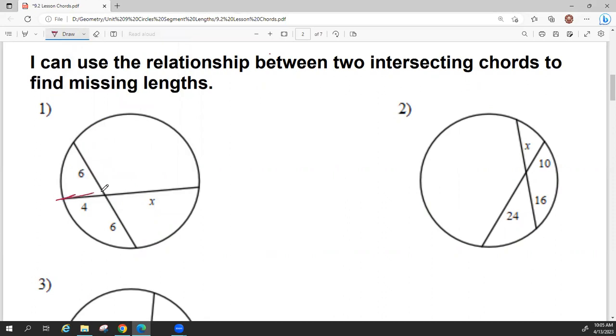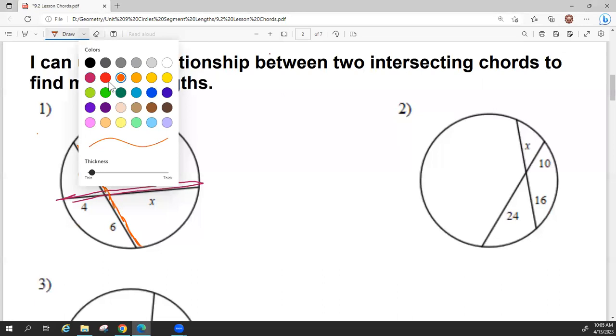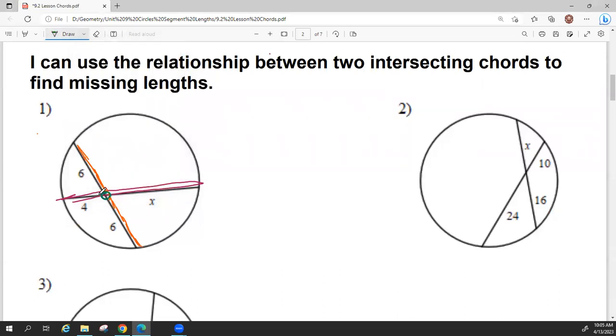We have this chord here, the purplish chord, and then we have this orangish chord. And so they intersect. Before, we talked about the angles that were formed where they intersect. And now we're going to talk about the lengths of the segments that are formed because they intersect. So when these two chords cross, they create four smaller segments.